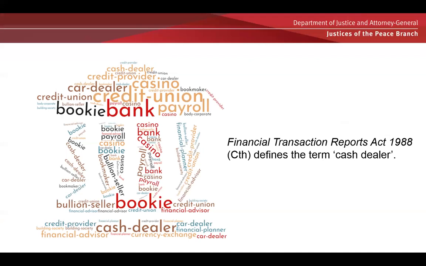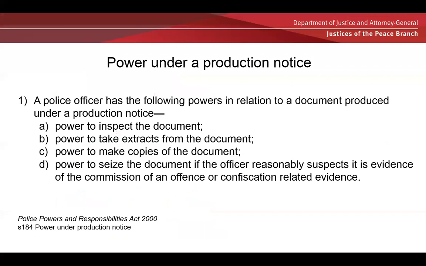So now you know what a production notice is, why police would issue one, and who a cash dealer is. Let's see what powers the police have under a production notice. When a cash dealer is given a production notice, the police are authorised under the Police Powers and Responsibilities Act to inspect the document, take extracts, make copies, or they can even seize the document. That's under section 184 of the PPRA if you wanted to have a look at that. That's the police power the production notice gives that officer.